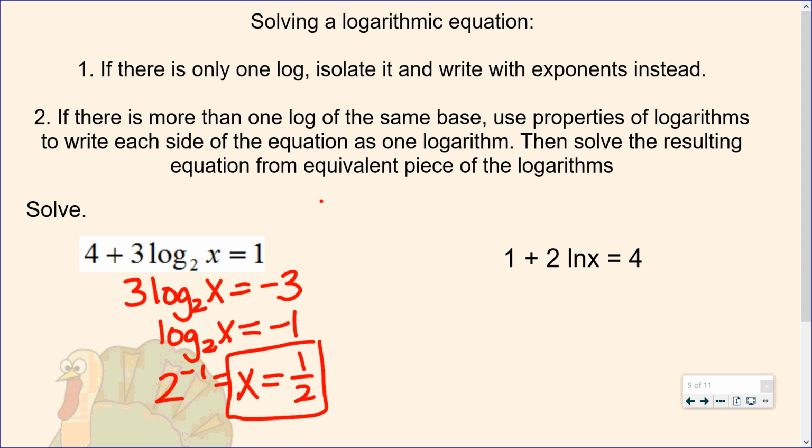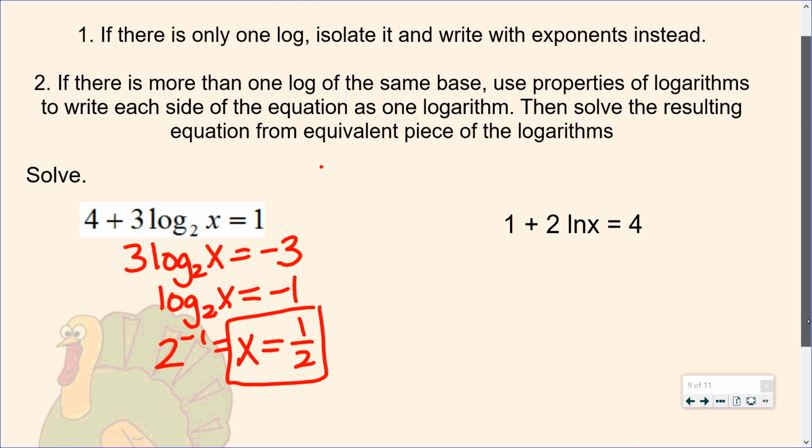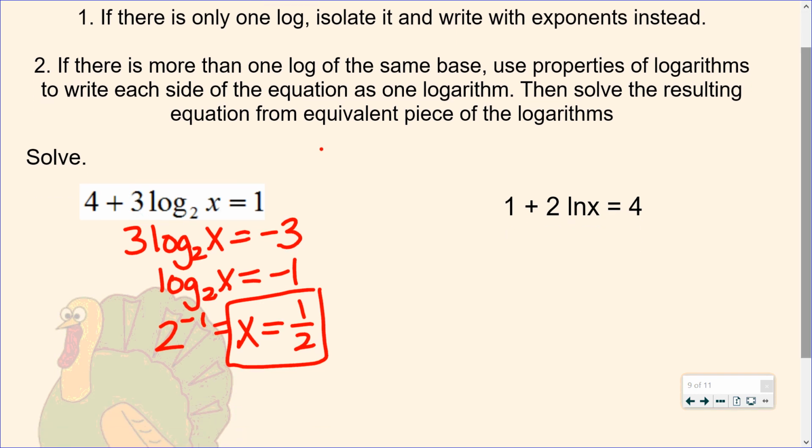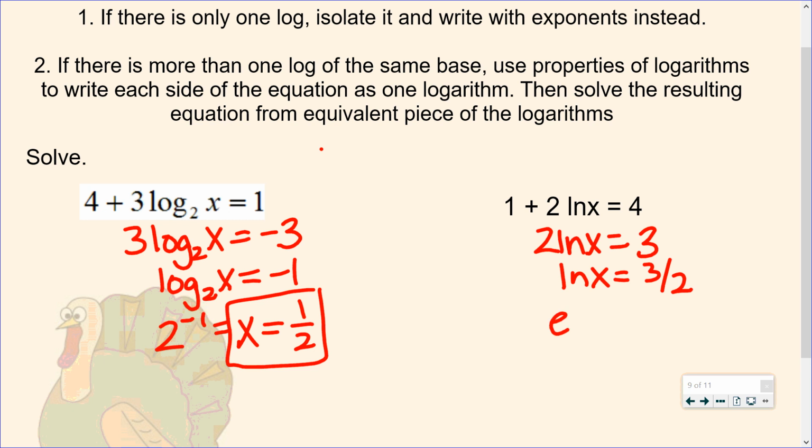Let's try the one with the natural log. I have 1 plus 2 natural log x equals 4. How do you isolate the natural log? Subtract 1. So 3. Divide by 2. Leave it as 3/2. And now writing this with exponents. If it's a natural log, what base is that? E to the 3/2 power equals x.